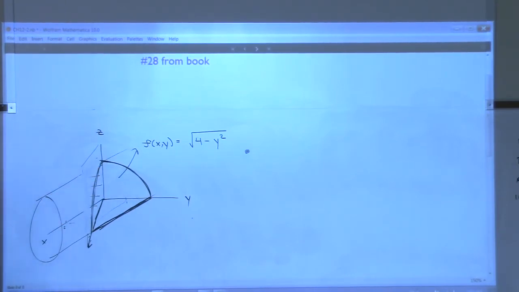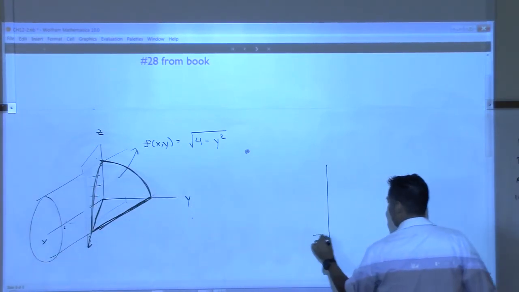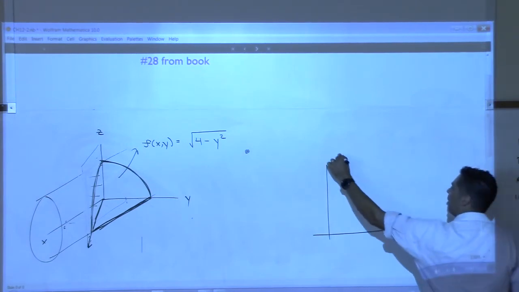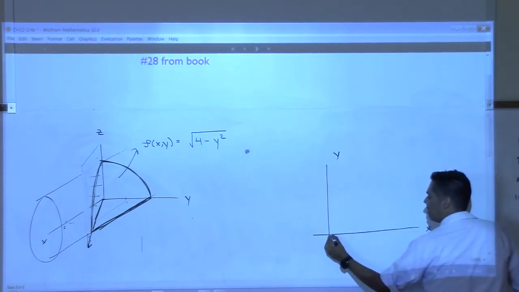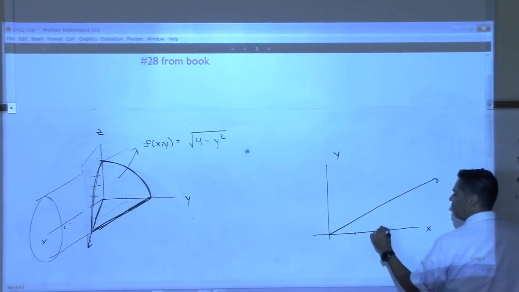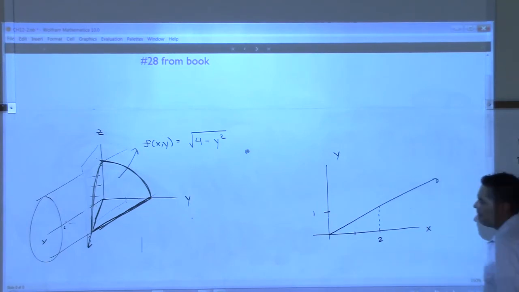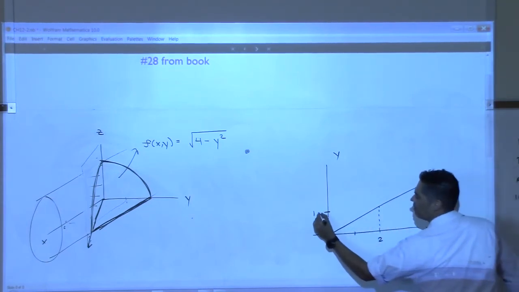And now we need the region on the ground. So where is it on the ground? I think we should draw it. Let's draw our x and our y here. We know we have this. That goes out 2 and goes over 1, right? And our cylinder comes through here.